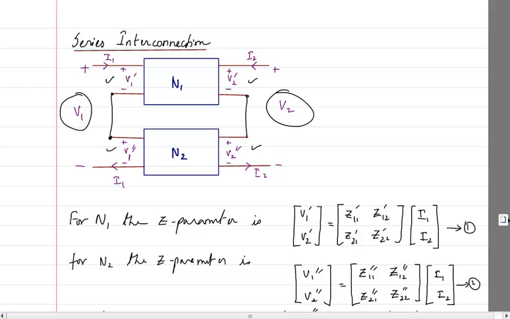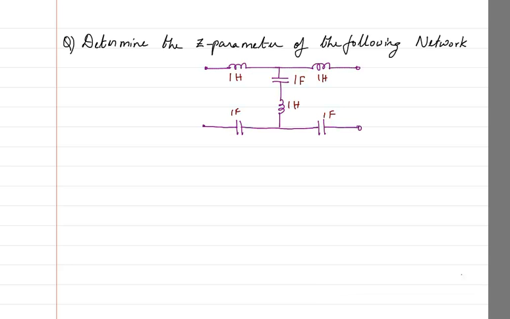Other than this, we have series-parallel connection, parallel-series connection and so on. In the previous KTU syllabus that was there, but nowadays it is not. So only parallel and series interconnection we are looking at. So let us do a problem on series interconnection. Determine the Z parameter of the following network.